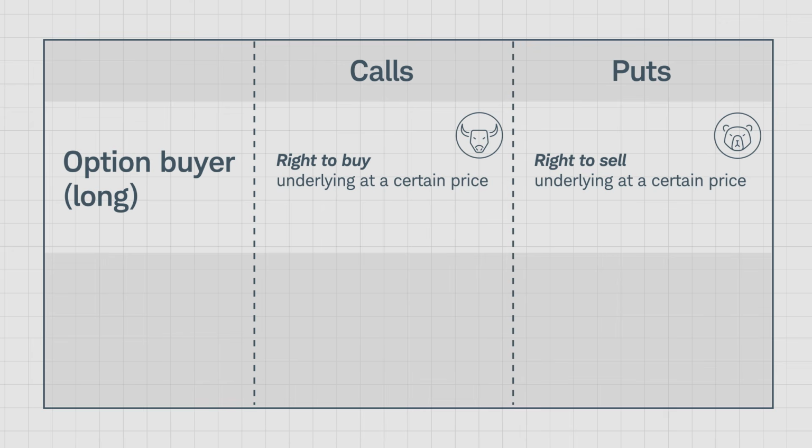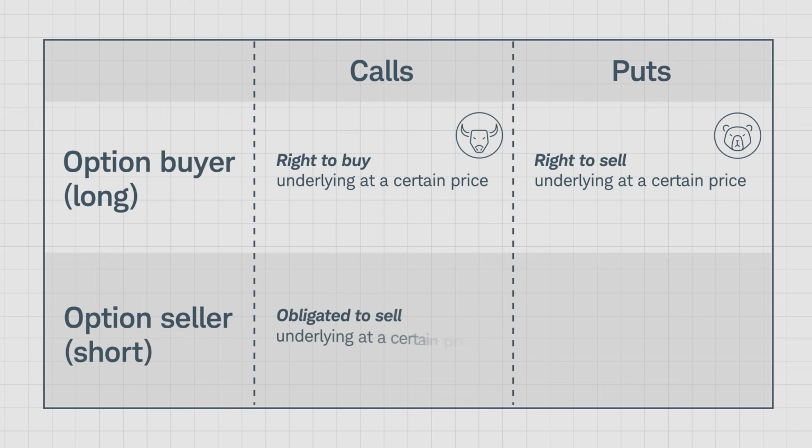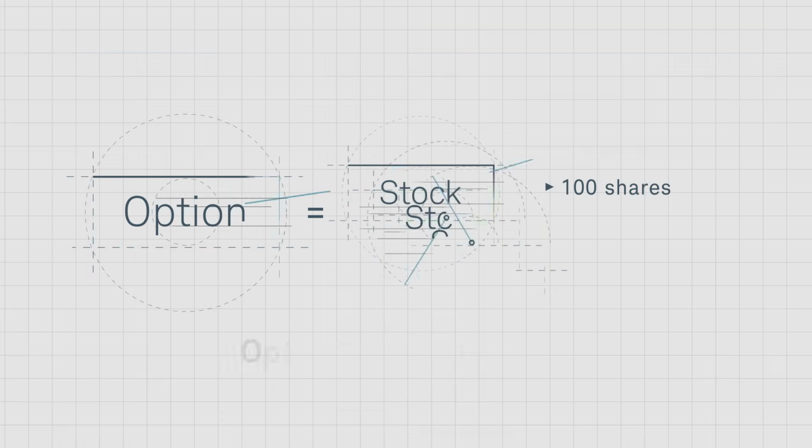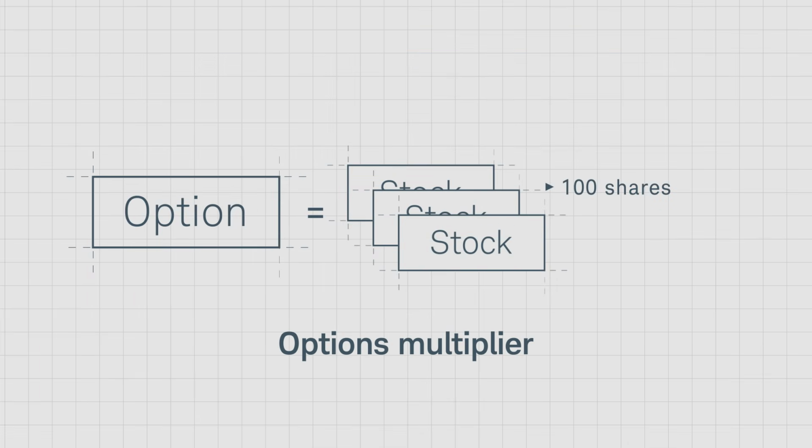But you can also sell options. So selling a call is typically bearish, while selling a put is typically bullish. Each option contract usually represents 100 shares. This is known as the options multiplier. That's a lot of information. So let's look at an example of buying a call option to help show how it actually works.